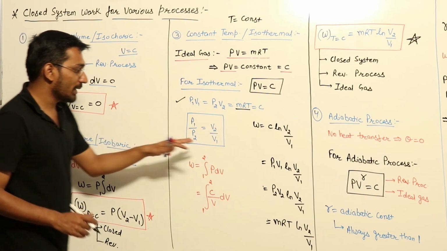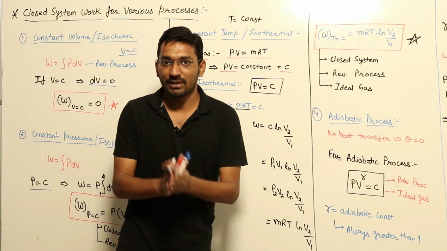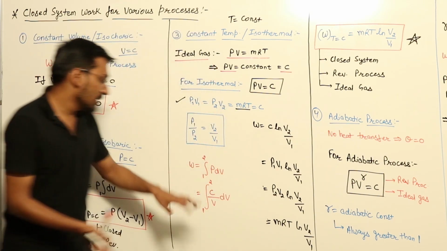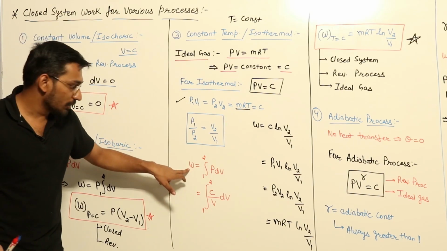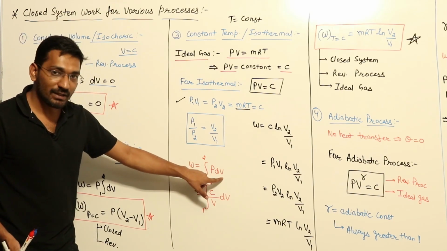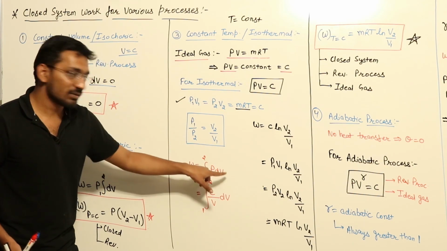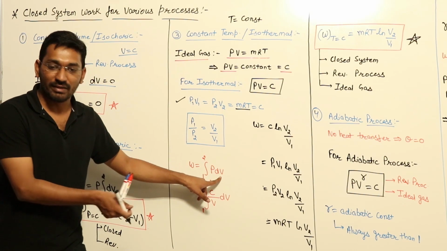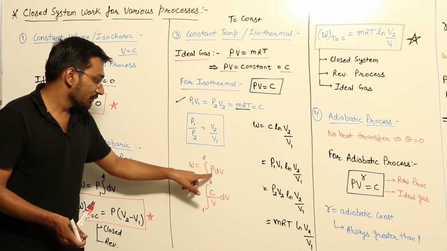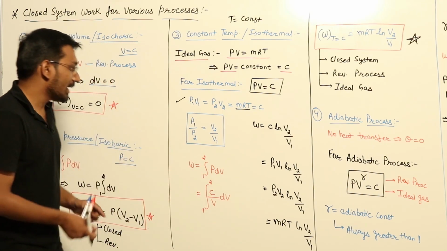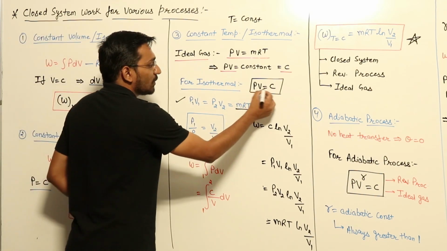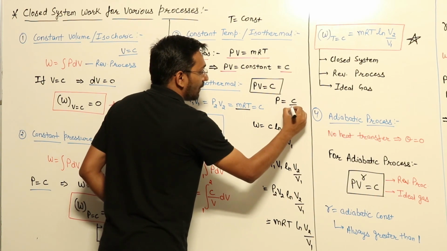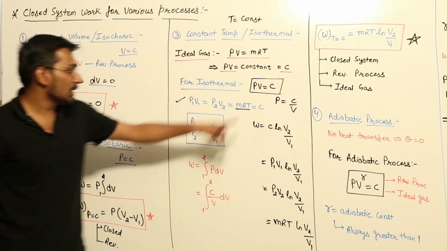Now we want to know what is the work done in a constant temperature process, or the work done by the system in an isothermal process. So we know that work done is equal to the integration of PdV, when we are using this as a closed system and reversible process. So in place of P, I am writing PV is equal to constant. So from here I can write P is equal to C upon V.